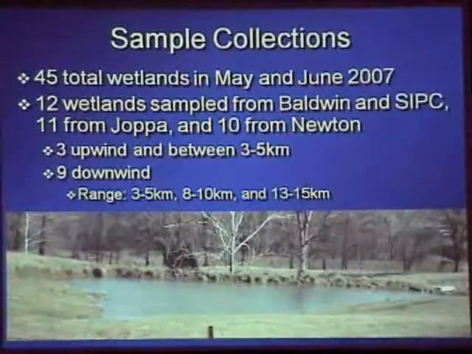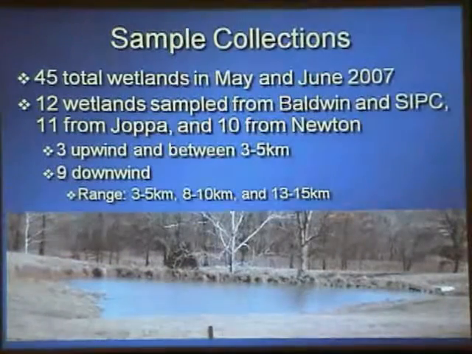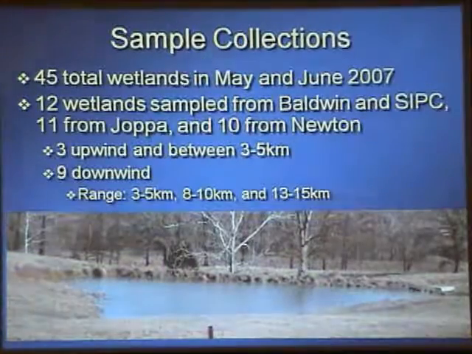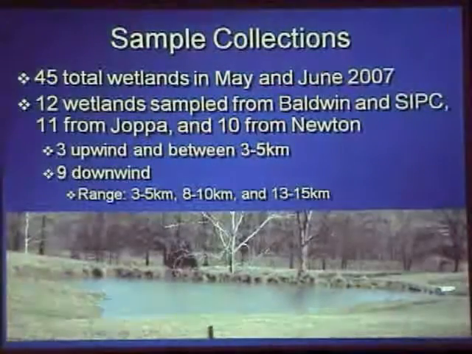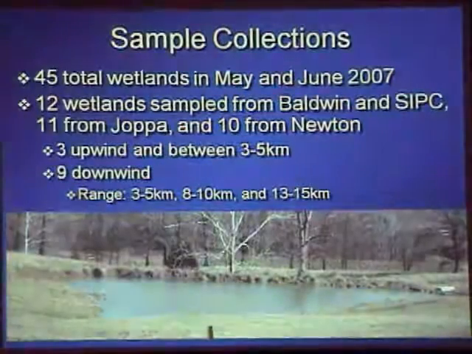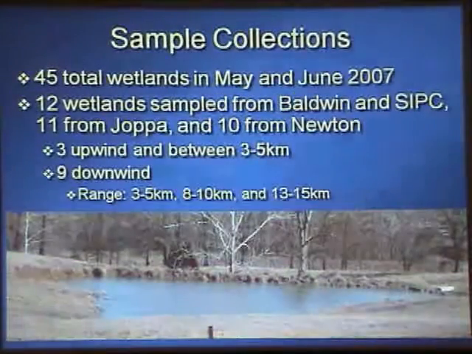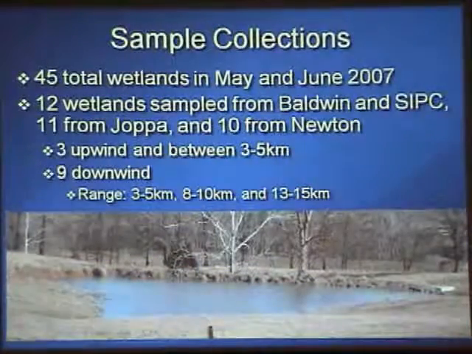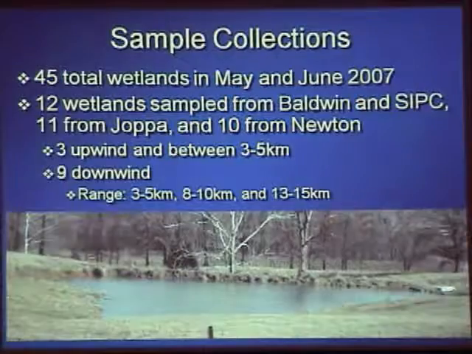The samples were collected in May and June of 2007. We had a total of 45 wetlands that we collected samples from. 12 wetlands were associated with Baldwin and the SIPC. We had 11 wetlands for Joppa and 10 from the Newton power plant.